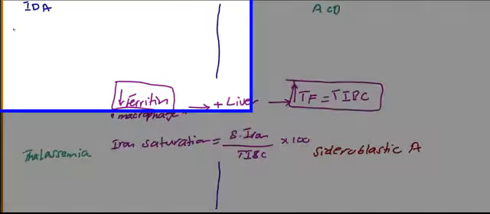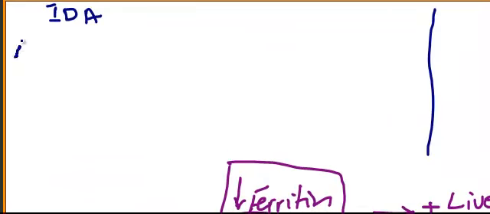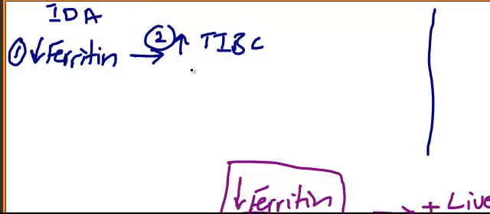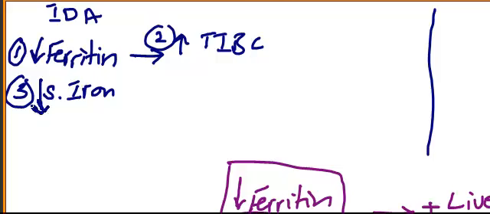Iron deficiency anemia. The first thing in iron deficiency anemia is that you have decreased serum ferritin. That means the storage system is decreased. So if you have decreased serum ferritin, according to this principle, you have an increased total iron binding capacity. This is the second change in iron deficiency anemia. How about serum iron? When you have run out of the storage system, you will have decreased serum iron in the blood, which means decreased serum iron attached to transferrin.